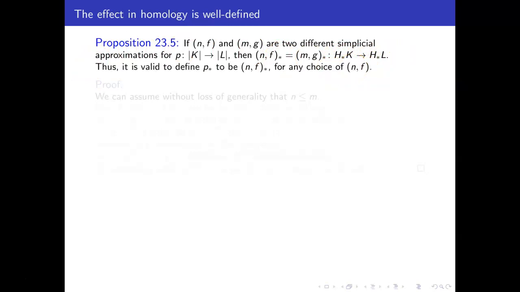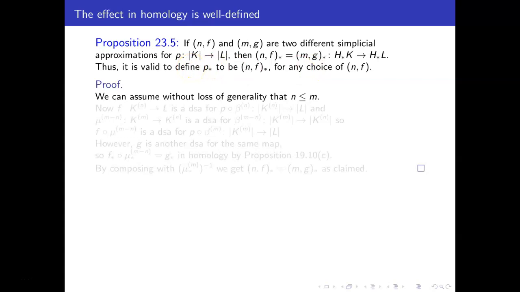Because of that, we can just define P lower star to be n, f lower star for any possible choice of simplicial approximation n, f, because if we chose a different one, it would still give the same answer for P lower star. To prove that, we've got these two different simplicial approximations, and by swapping them around if necessary, you can assume that n is less than or equal to m. Saying that n comma f is a simplicial approximation means that f is a map from K^n to L, which is a direct simplicial approximation for P composed with beta^n.